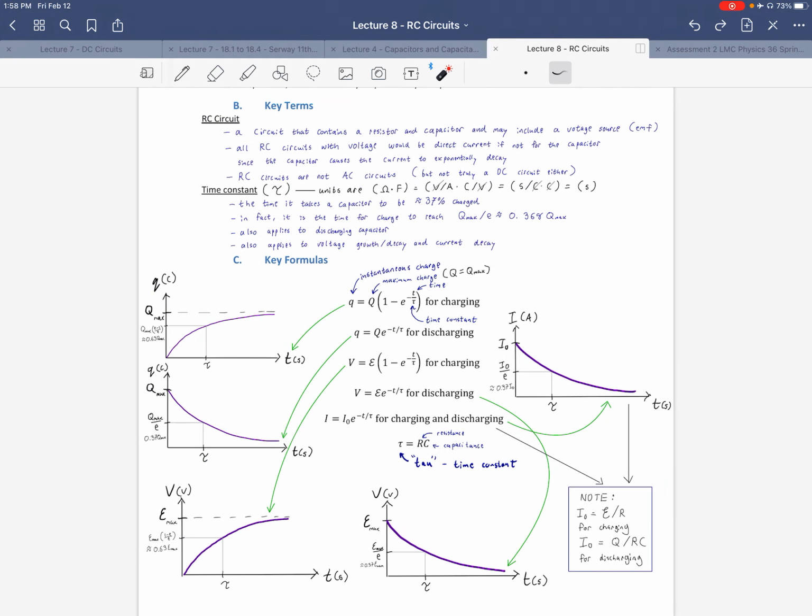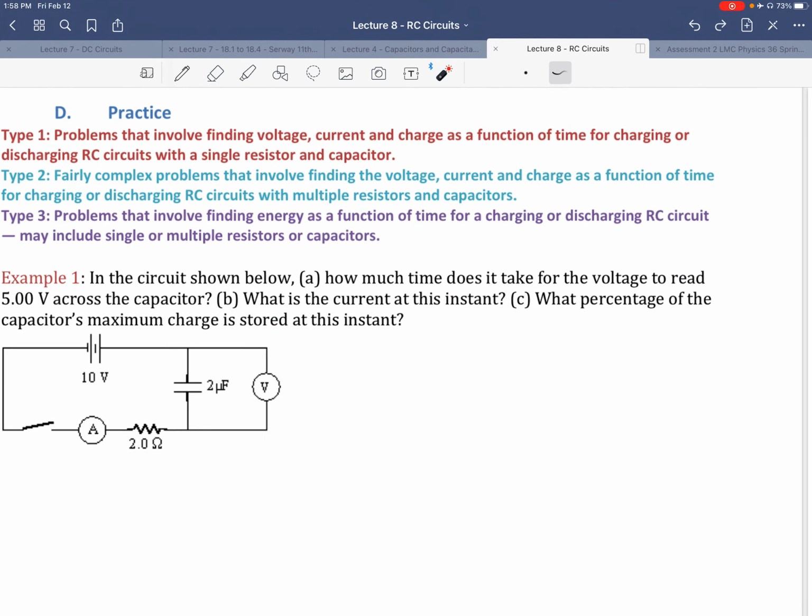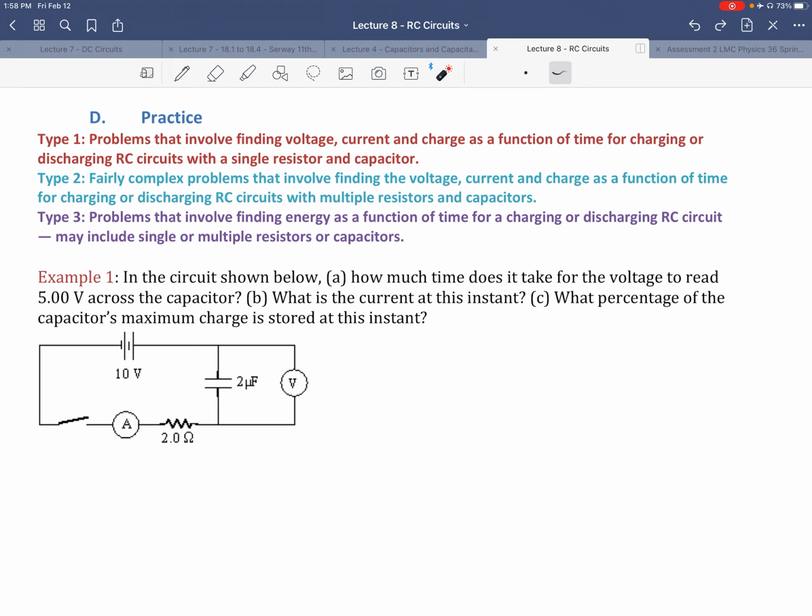All right, let's finally get on to our examples. So we have three types of examples. Type 1, problems that involve finding voltage, current, and charge as a function of time for charging or discharging RC circuits with a single resistor and capacitor, like this one shown here in the picture. On the other hand, we have type 2, fairly complex problems that involve finding the voltage, current, and charge as a function of time for charging or discharging RC circuits with multiple resistors and capacitors. So there we'll have to find some equivalent resistance and/or equivalent capacitance.